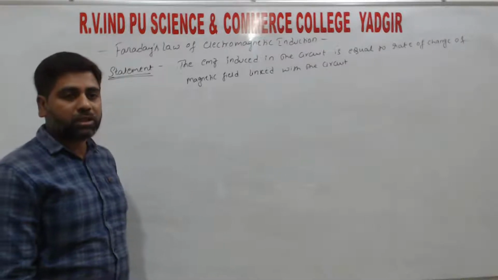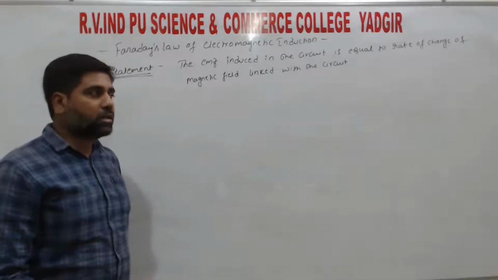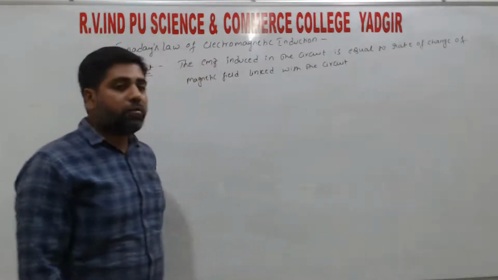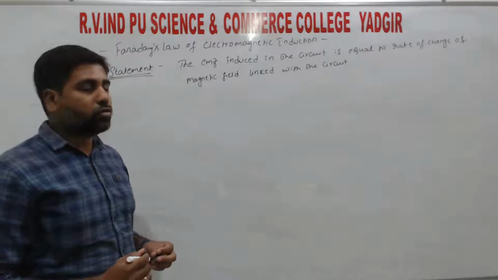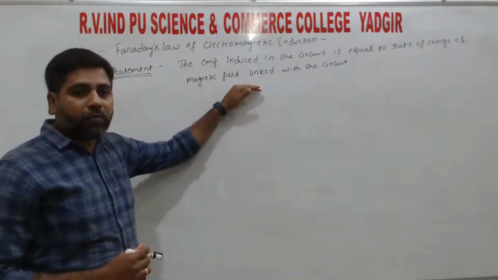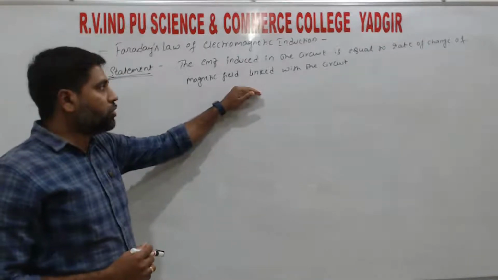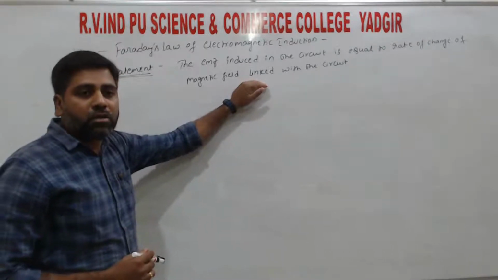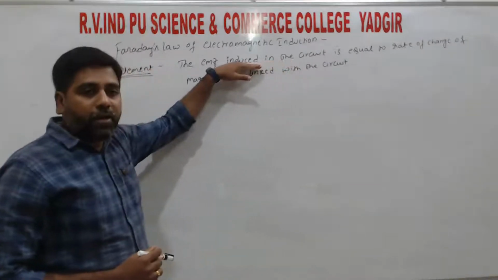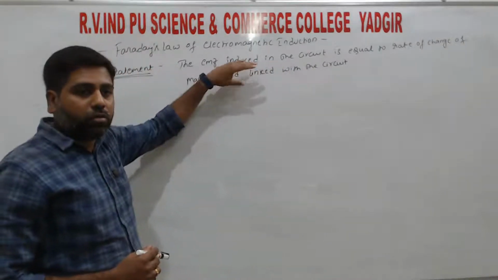So time is changing, which means the magnetic field is also changing. So that is the rate of change of magnetic field which is linked with the circuit. Whichever circuit we have linked it with, there the magnetic field is varying, and that variation is again with respect to the time, right? So that gives the induced EMF in the circuit, right?